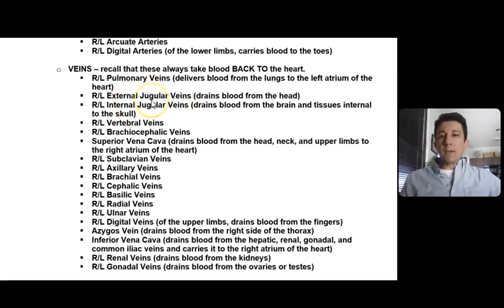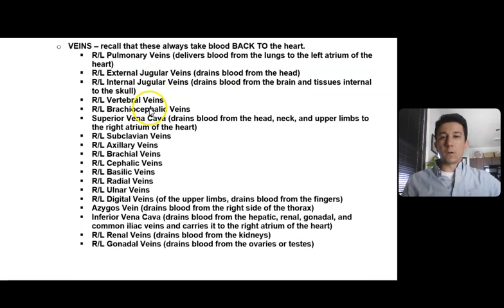Looking at the major veins in the head and the neck, we have the external jugular veins, which are the major veins that are draining blood from the tissues external to the skull, so the muscles, the skin, and things like that. And then we have the internal jugular veins, which are the major veins that are draining blood from the brain and the other tissues that are internal to the skull.